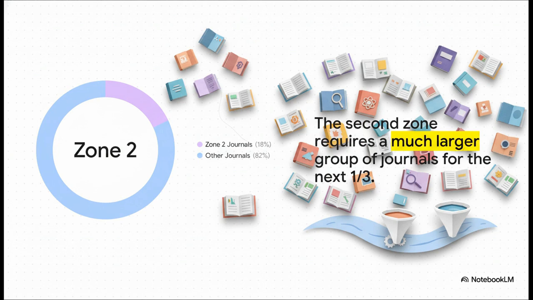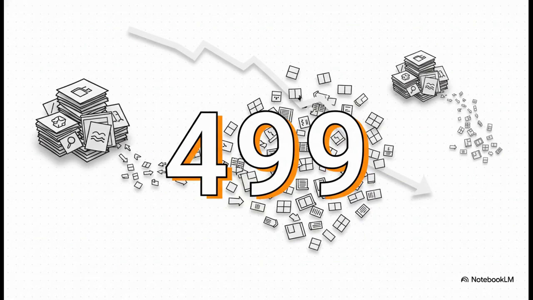Okay, now for zone 2. To get the next third of the articles, you can't just look at another 9 journals. Now you need a much bigger group, 59 different journals. And those 59 journals gave them the next chunk, 499 articles. You see what's happening? It's the law of diminishing returns right in front of us. We're having to work way harder to get the same amount of information.